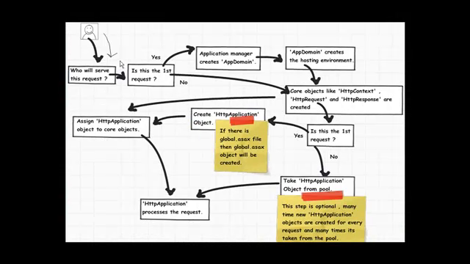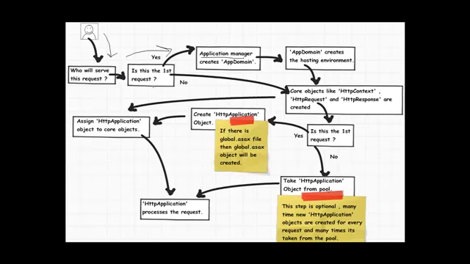Now once it is decided who will serve the request, the next thing the ASP.NET engine does is check whether this is the first request. In case it is the first request, it uses the application manager class to create an app domain. An app domain is basically a logical memory unit assigned for a process or application. By using app domains, two applications or two websites are separated, so that in case there are issues in one website, it doesn't affect the other one.